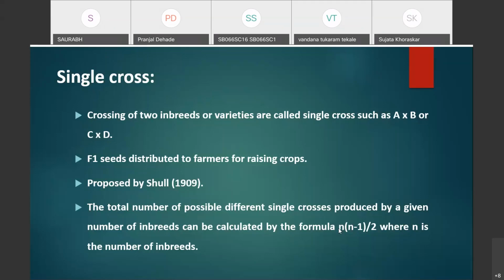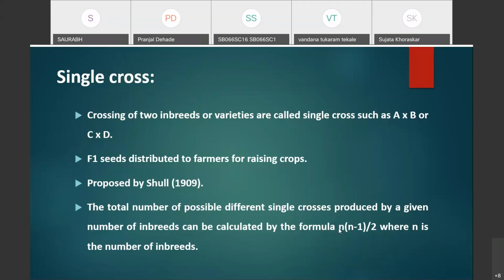Don't forget that the total number of possible different single crosses produced by a given number of inbreds can be calculated by the formula n into (n minus 1) divided by 2, where n indicates the number of inbreds. Suppose there are 4 inbreds available, A, B, C, D. Then the number of possible single crosses will be 6.